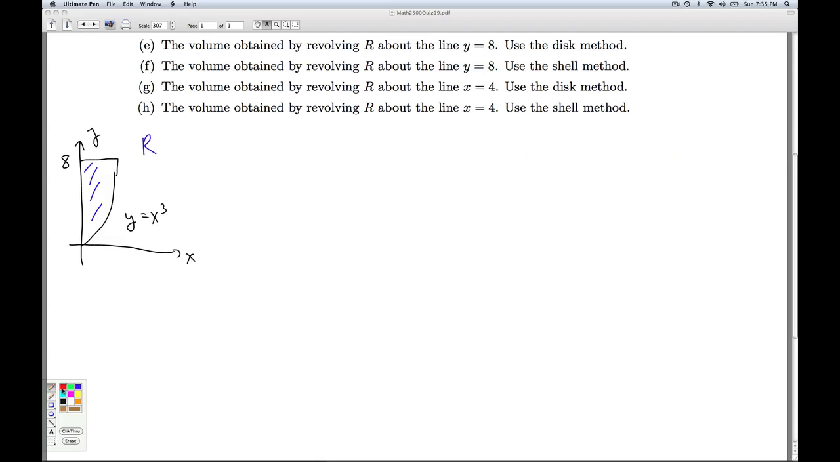Okay, part F, we're still revolving R about the line y equals 8, but now we're asked to use the shell method. So, instead of chopping up the axis parallel to y equals 8, we're going to chop up the other axis and draw in our representative shell. And remember, the volume of a representative shell is 2 pi times the average radius times the height times the thickness.